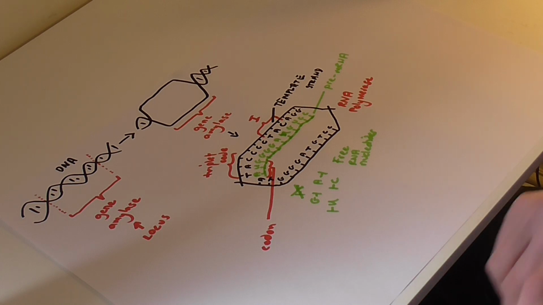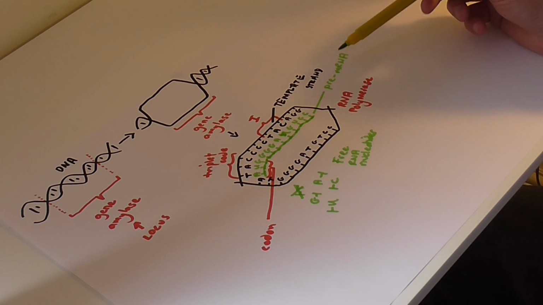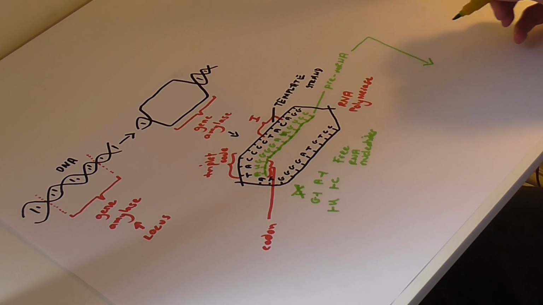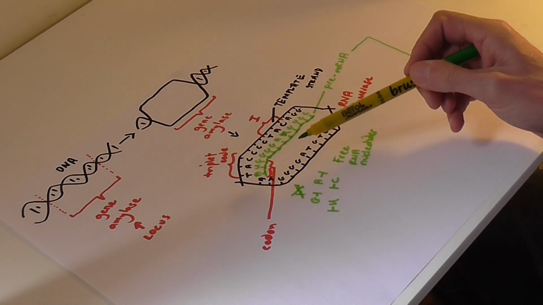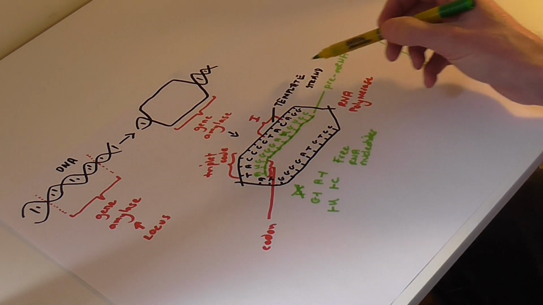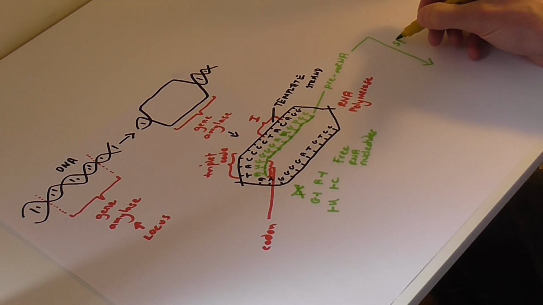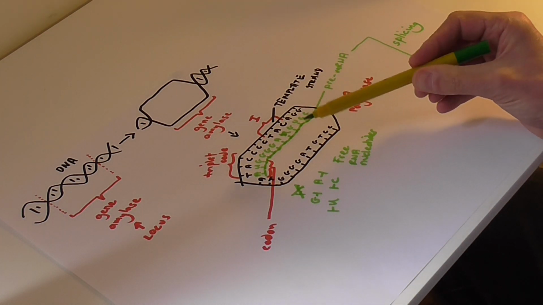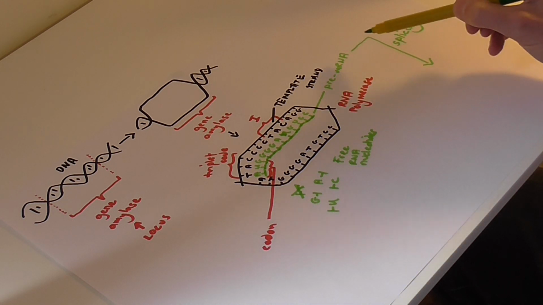So at the moment, let's get back to the fact that a pre-mRNA molecule has been formed, and just to remind ourselves, what happens next is the pre-mRNA molecule will detach from the template strand, and then we have the act of splicing, and this is where the introns are removed from the pre-mRNA strand.